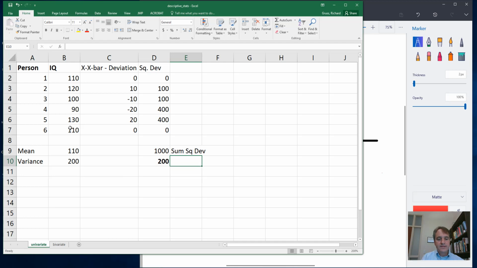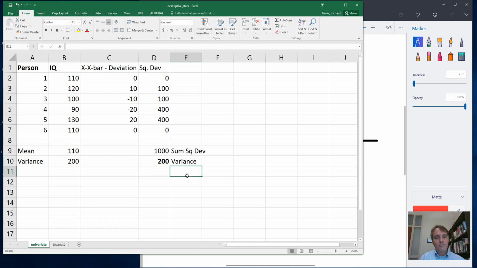Okay, now we can take this. The problem with the variance, of course, is that its units don't seem to make any sense. We have a set of IQ scores that only go up to 130, but this variance is 200. So the magnitude doesn't really make a whole lot of sense. And the reason is because we've squared these deviations. So this thing was 10 points off, but its effect on the variance was actually 100.